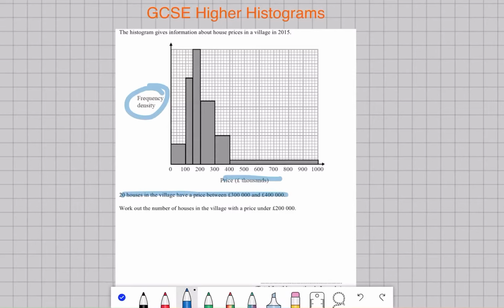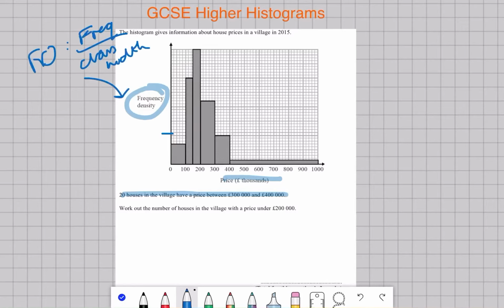Well, that's going to help us to work out the scale on the y-axis. Work out the number of houses in the village with a price under 200,000. Now, frequency density, first thing. We know that to work that out, you're going to do frequency divided by the class width.